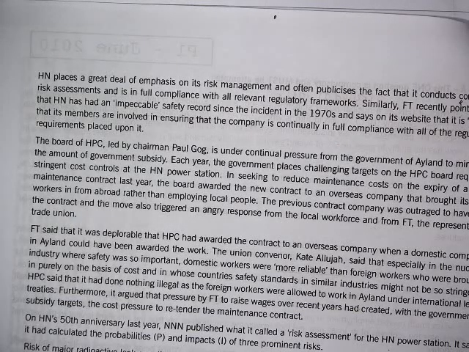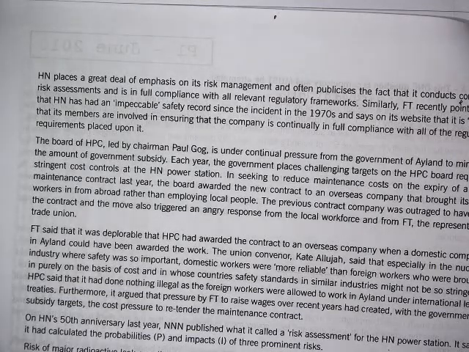FT said that it was deplorable that HPC had awarded the contract to an overseas company when a domestic company in ALAN could have been awarded the work. The union convener K said that especially in the nuclear industry, where safety was so important, domestic workers were more reliable than foreign workers who were brought in purely on the basis of cost, and in whose country safety standards in similar industry might not be so stringent.